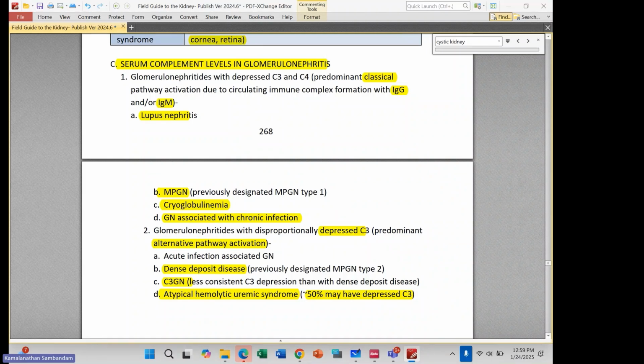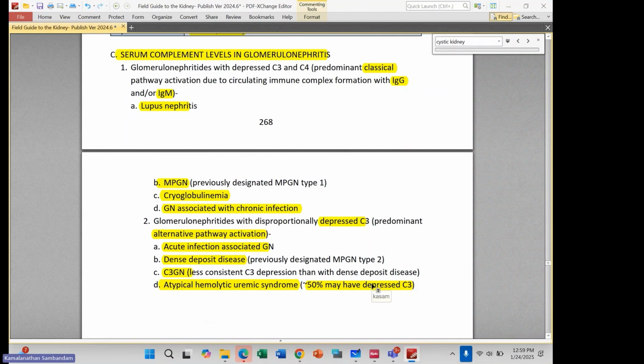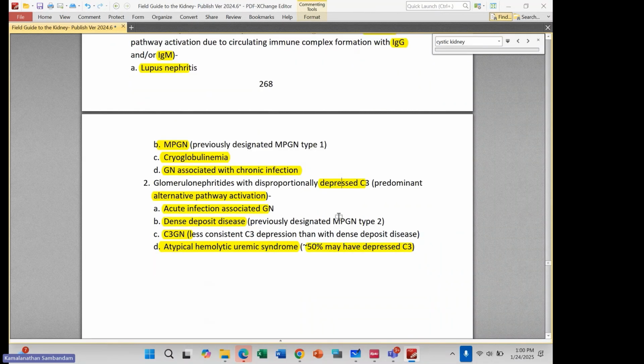Okay. Interestingly, post-infectious or post-streptococcal GN often has primarily depressed C3, not C4. Post-streptococcal GN we do see in adults, but the most common infection-associated GN that we see is going to be in the context of a staphylococcal infection. In the adult population, staph is the most common cause of infection-associated GN. Okay, and then you can see depressed C3 in that scenario.